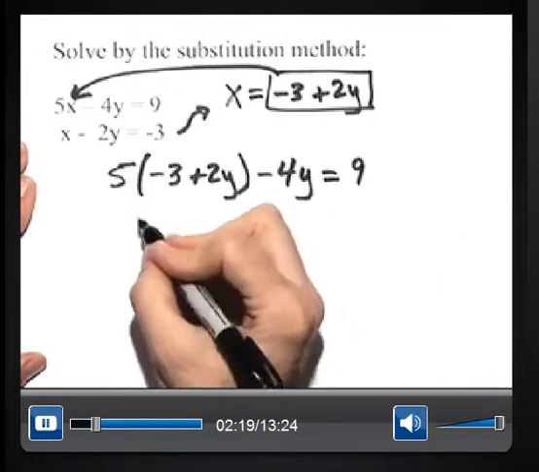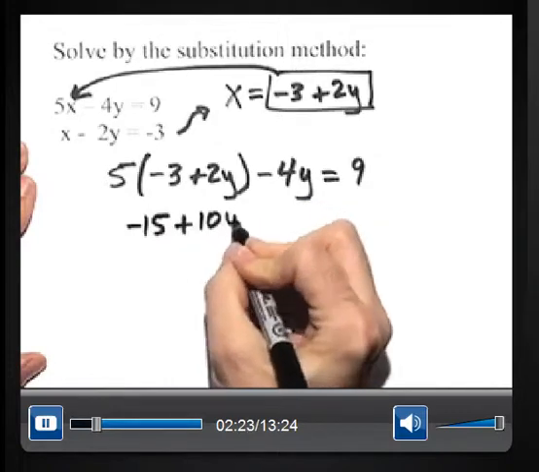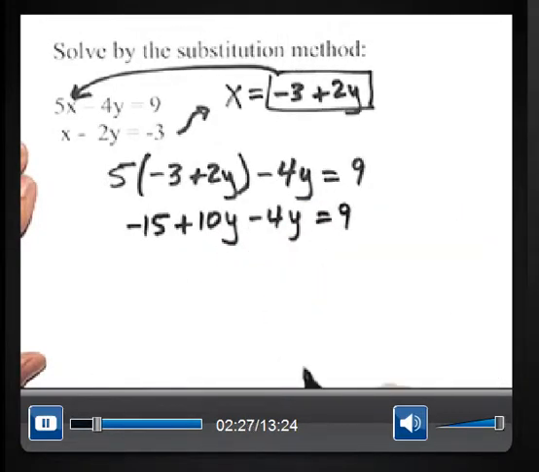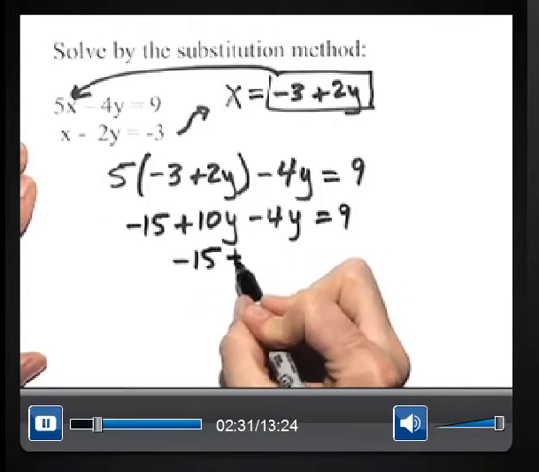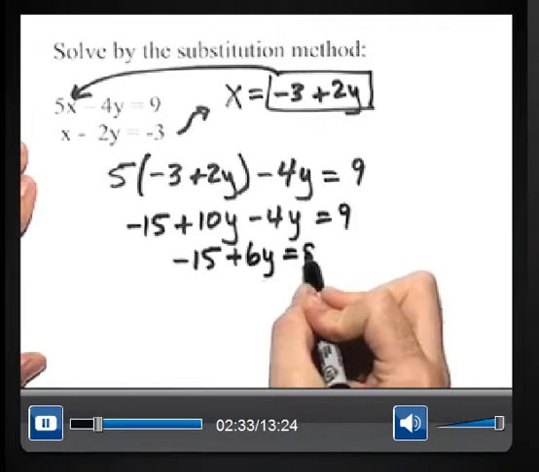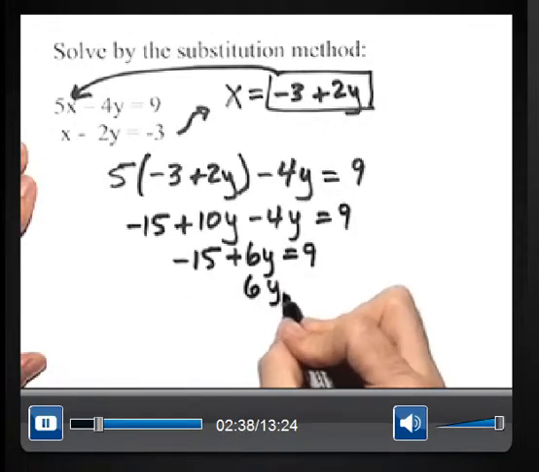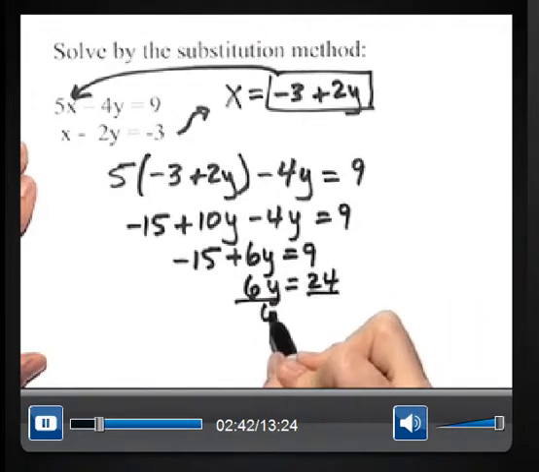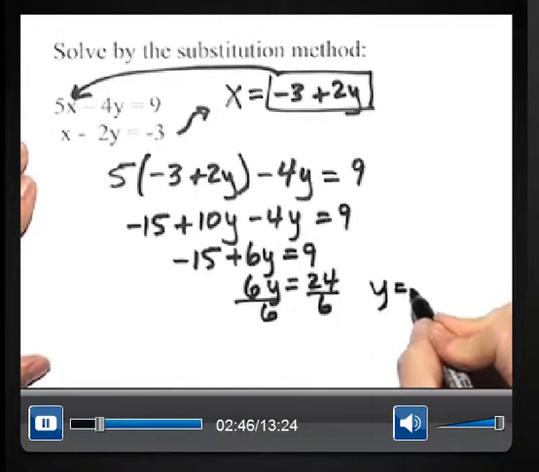Distributing the 5 through gives us negative 15 plus 10y minus 4y equals 9. Combining like terms on each side gives us negative 15 plus 6y equals 9. If we add 15 to both sides, we see that 6y equals 24. Dividing both sides of the equation by 6 gives us our answer for y. We find that y is going to equal 4.